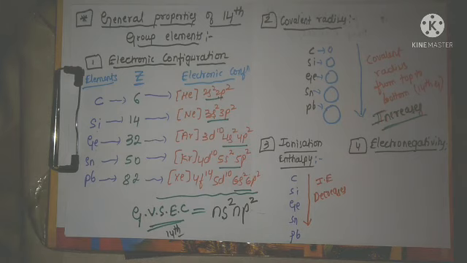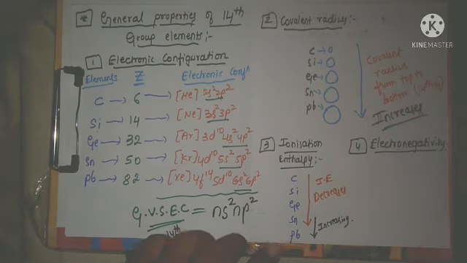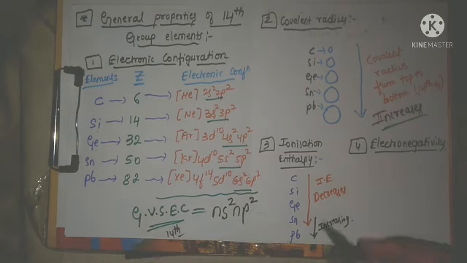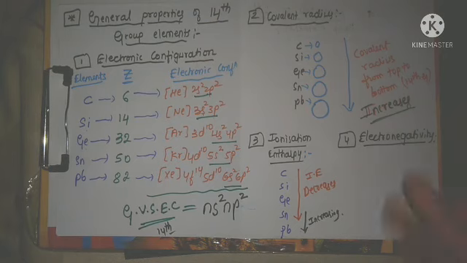But from tin to lead, the ionization enthalpy increases a little bit because of the screening effect. Already we know that, correct? From carbon to tin, ionization enthalpy decreases. From tin to lead, there is a small increase in the ionization enthalpy, right? This is about the ionization enthalpy along the 14th group.